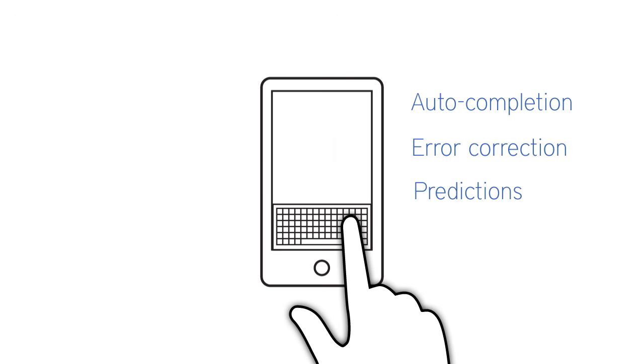Many solutions have come up to assist the user, such as autocompletion, error correction, and predictions. But although essential, they do not address the most important question of all. If the keyboard was invented today for mobile devices, would it have looked the same? Probably not. We need something new.